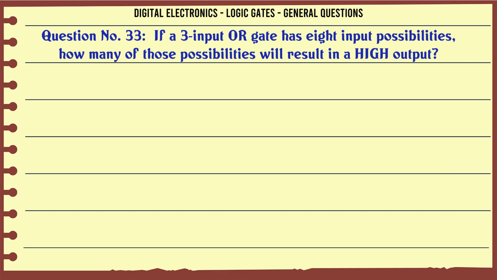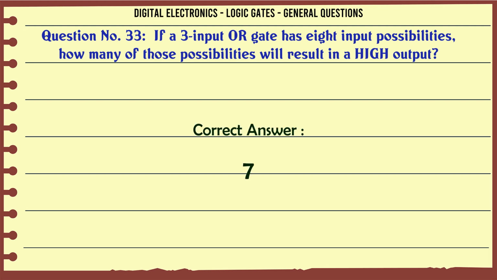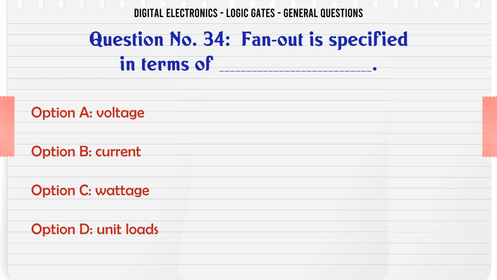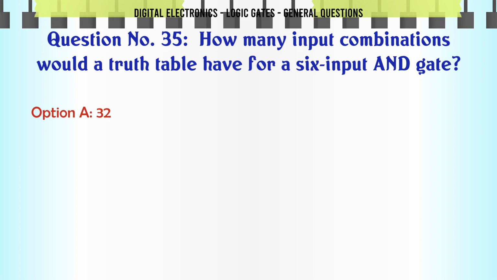If a 3-input OR gate has 8 input possibilities, how many of those possibilities will result in a high output? A. 1, B. 2, C. 7, D. 8. The correct answer is 7. Fan out is specified in terms of A. Voltage, B. Current, C. Wattage, D. Unit loads. The correct answer is unit loads. How many input combinations would a truth table have for a 6-input AND gate? A. 32, B. 48, C. 64, D. 128. The correct answer is 64.